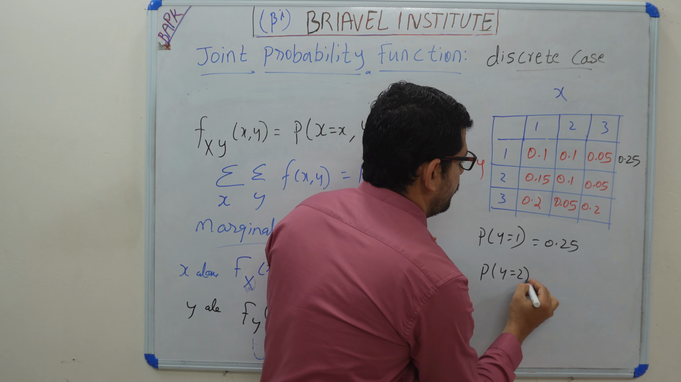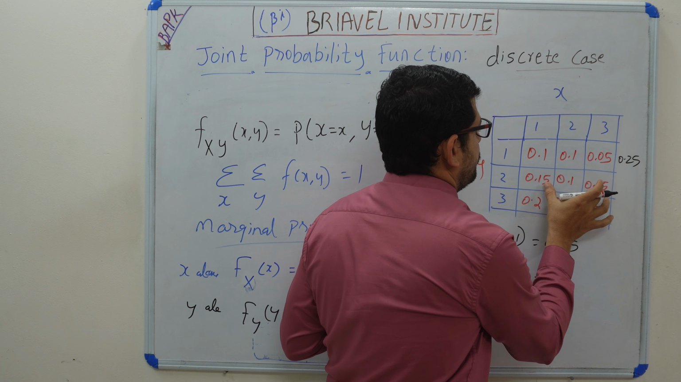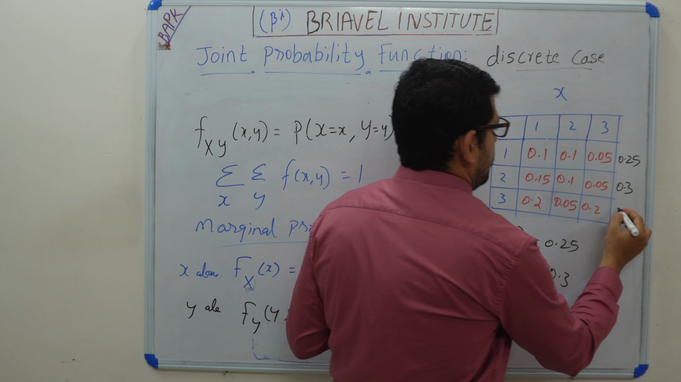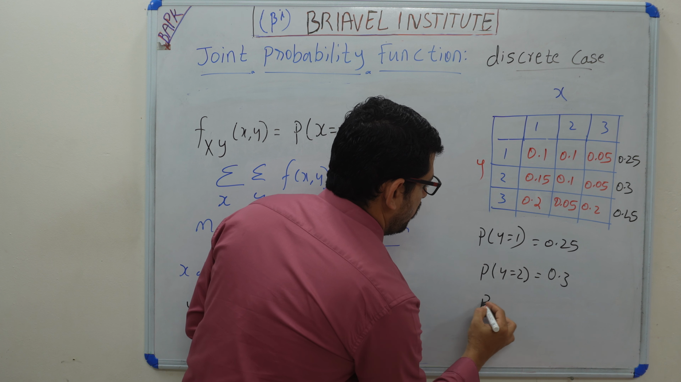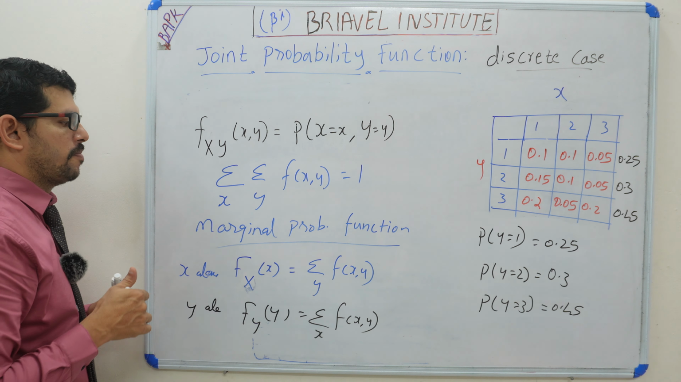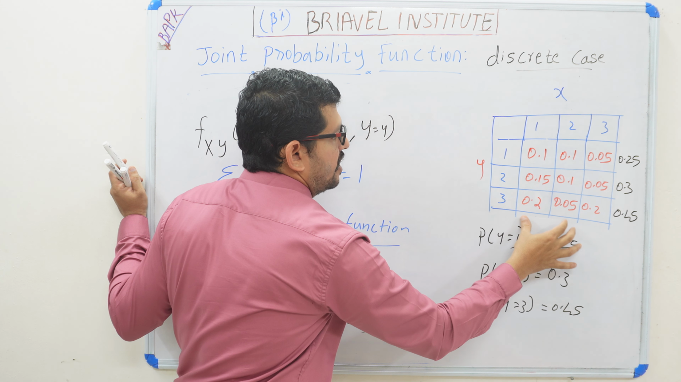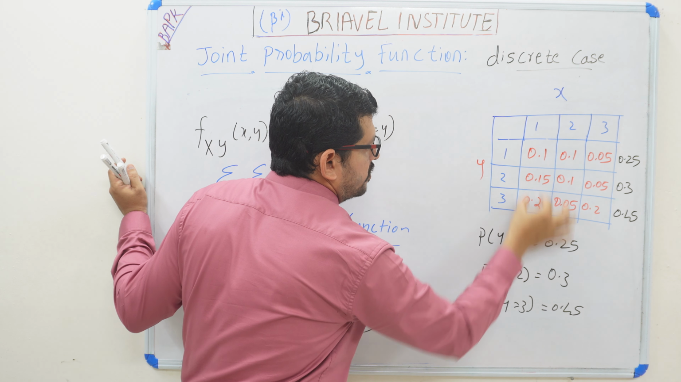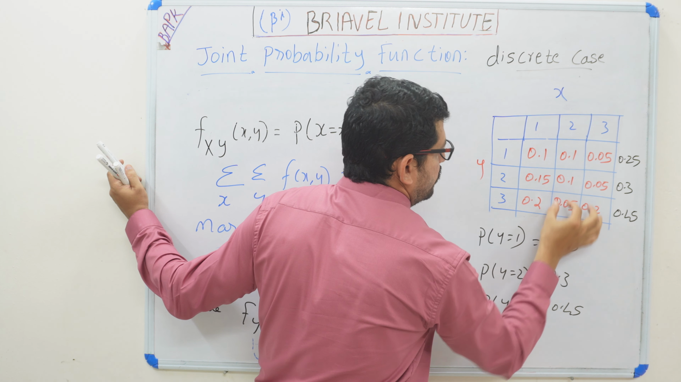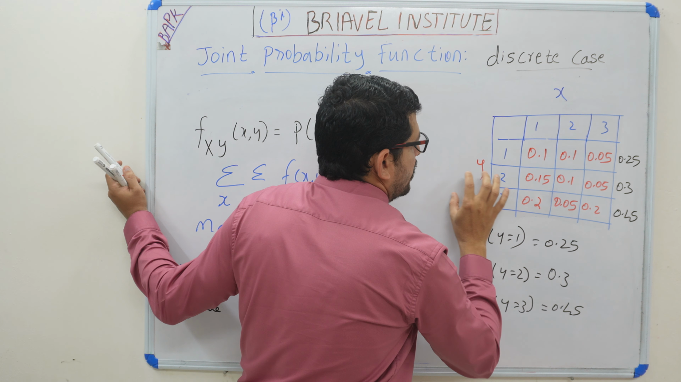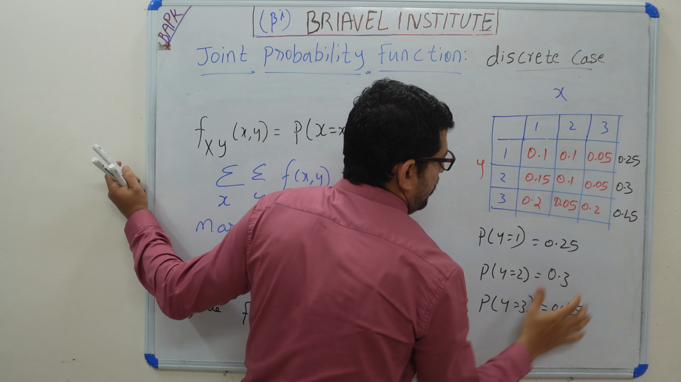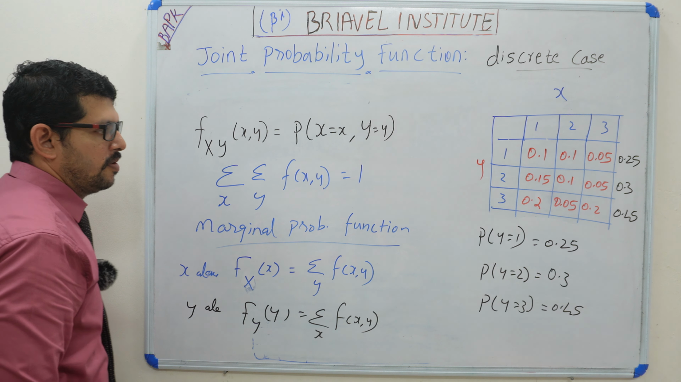Probability of y is equal to 2. So 0.15, 0.2, 0.3. So here it is 0.3. And here it is 0.45. So probability of y is equal to 3 is 0.45. So this is a marginal probability function. We are adding all the possible values of x for each y, and we got the probability of y. So this is a marginal probability function.